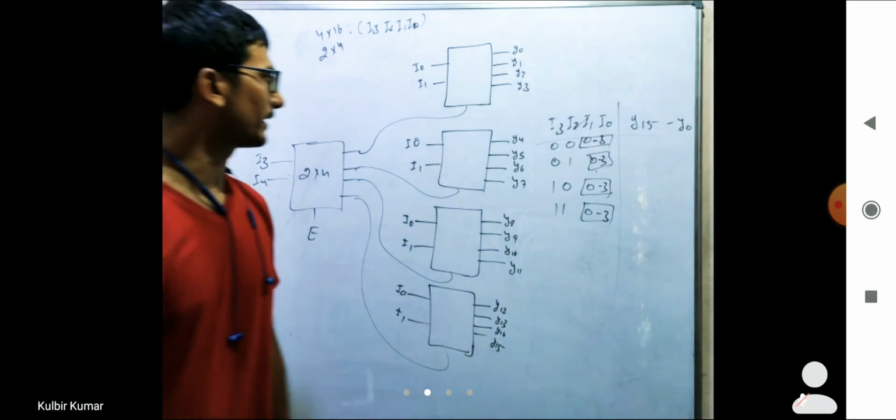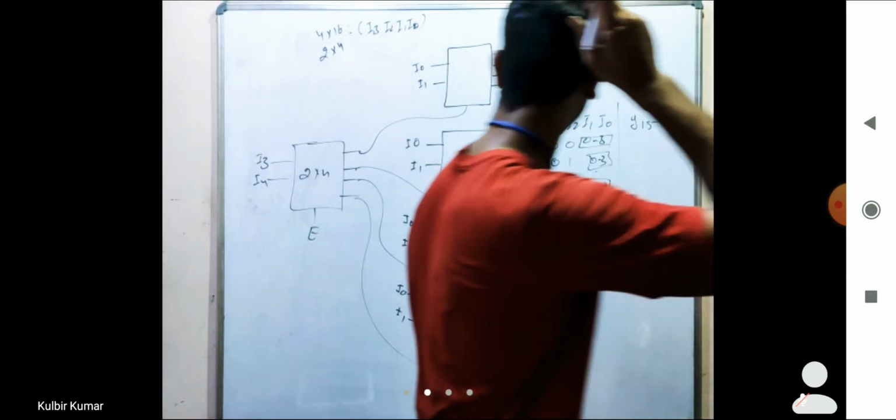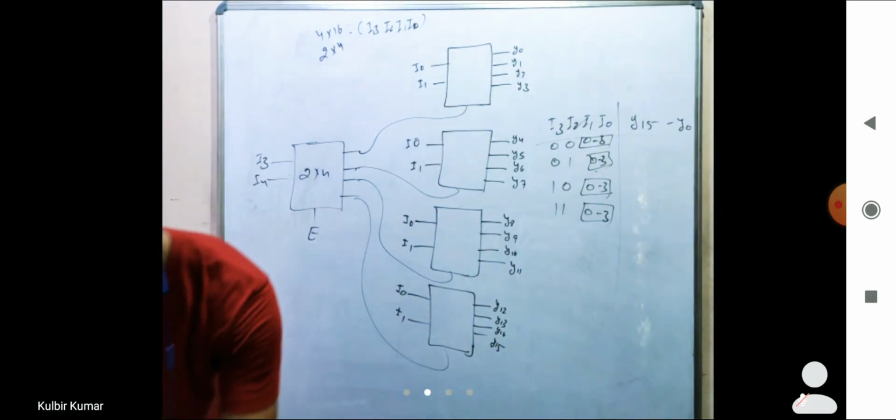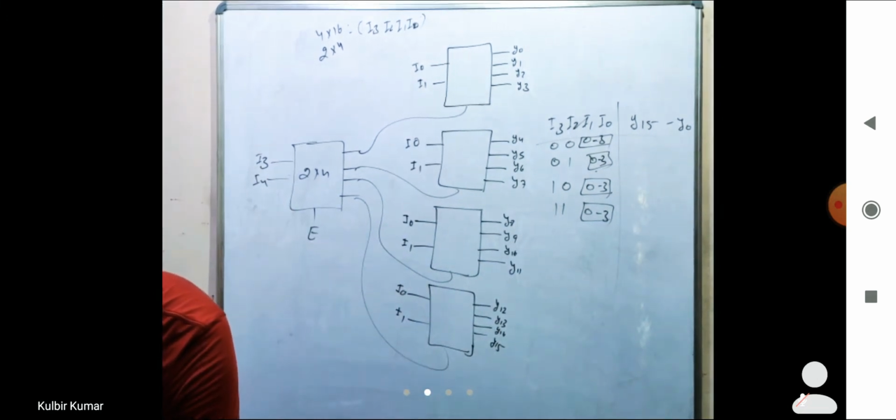Okay, I'm going to repeat. What do you want me to repeat? This truth table or this diagram? What do you want to repeat, truth table or diagram?